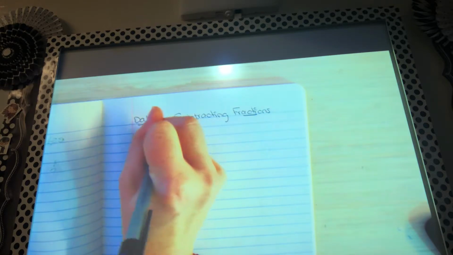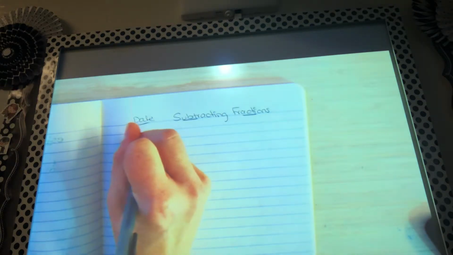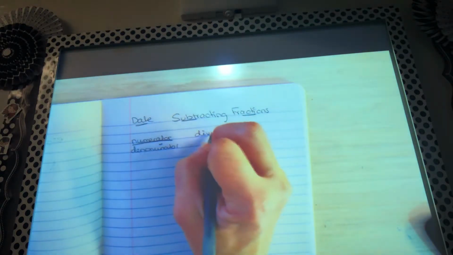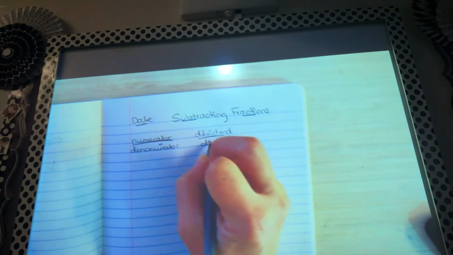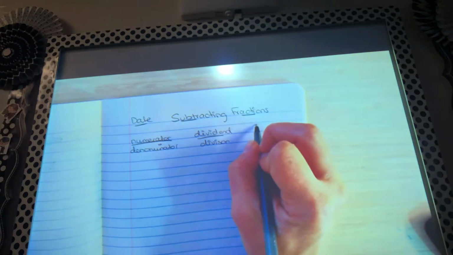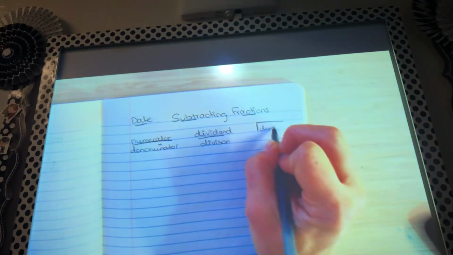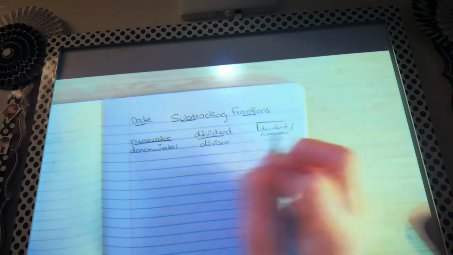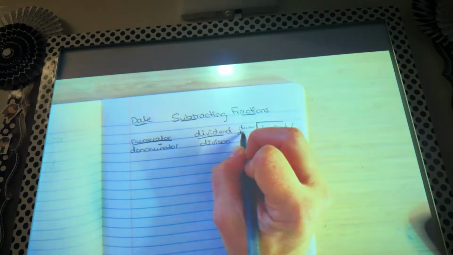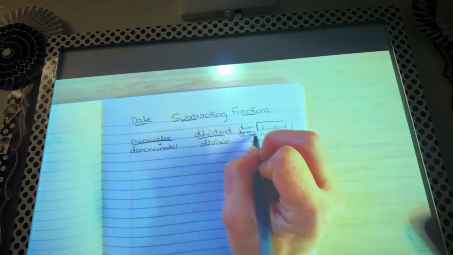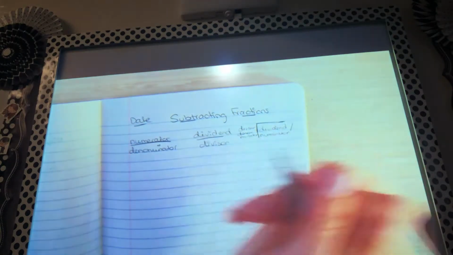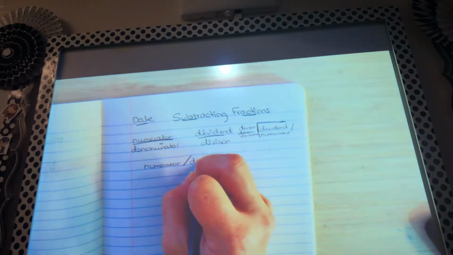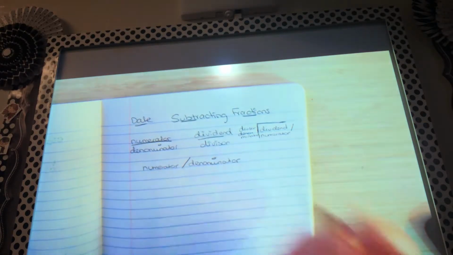The numerator is your value at the top. Your denominator is your value at the bottom. You could also write this as a dividend divided by your divisor. And you can also write a fraction as your dividend or your numerator divided by your divisor or your denominator. So you can write it many different ways. You can also do this, numerator divided by denominator, because a fraction is a division problem.